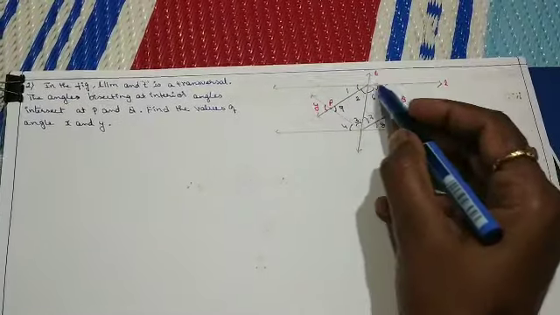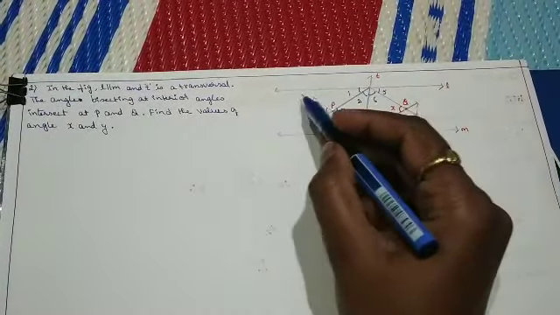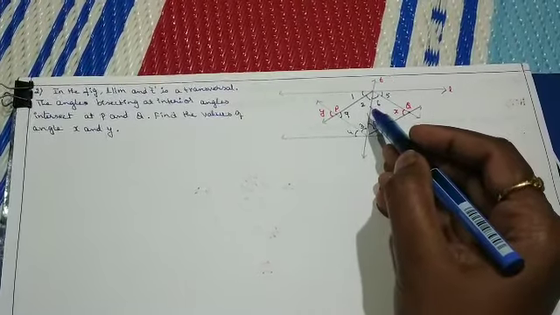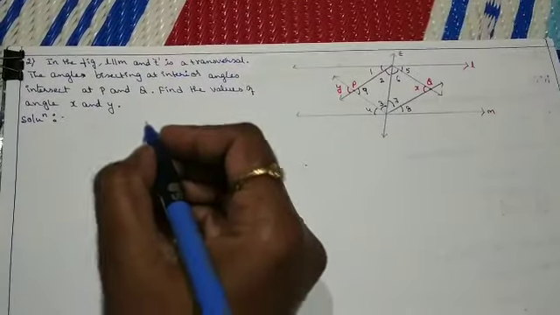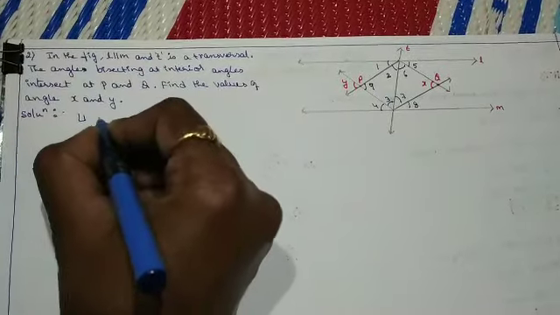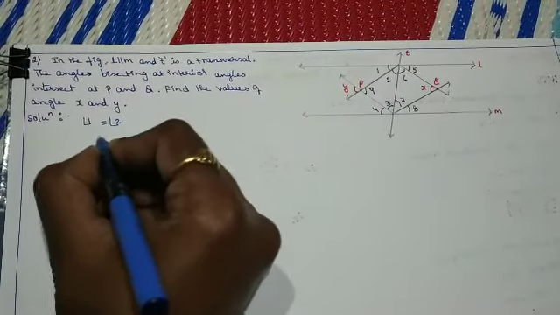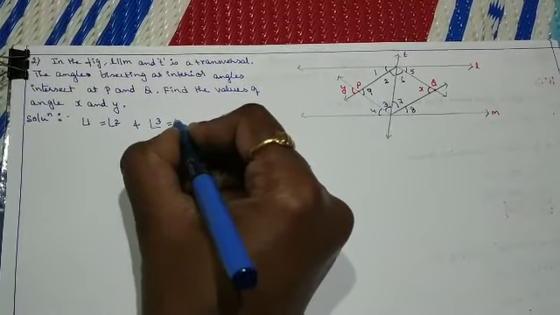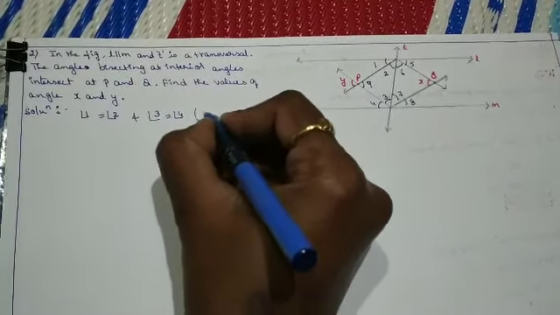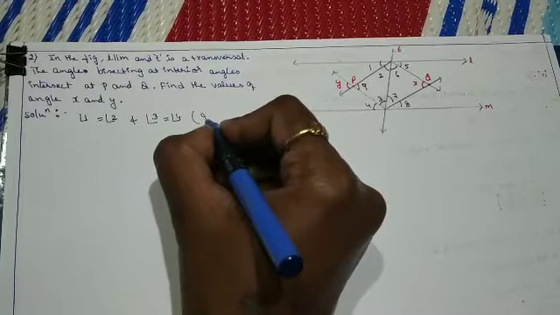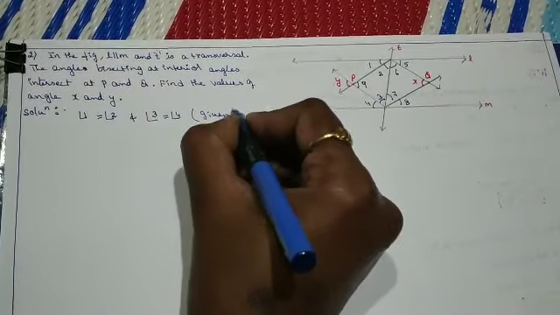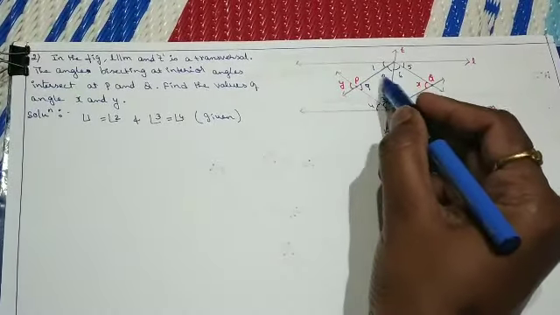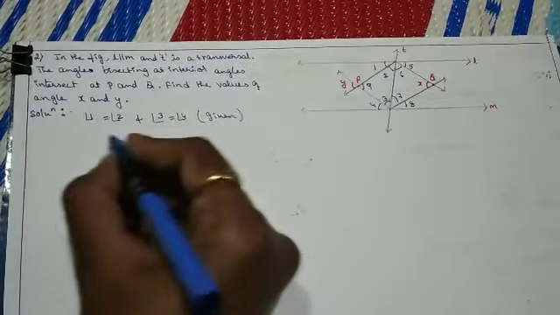Once after mentioning all the angles, now I'll go with a co-interior concept. So angle 1 is equal to angle 2 and angle 3 is equal to angle 4. Reason given, that is bisecting. He himself given in the question, these two angles are bisecting to each other.